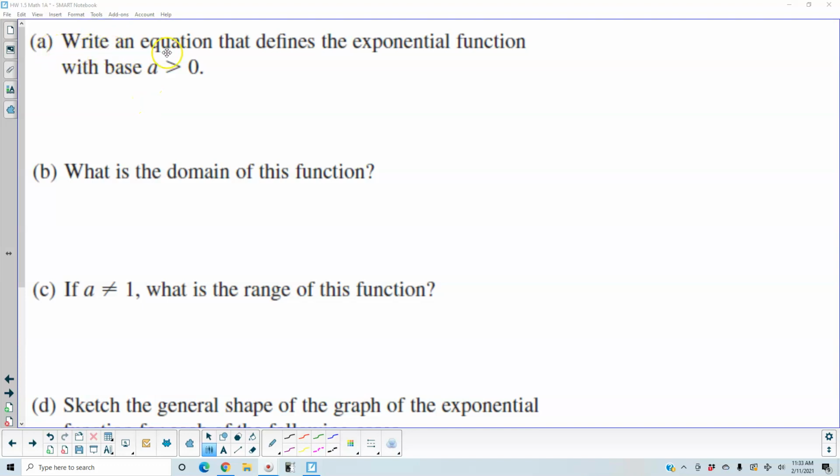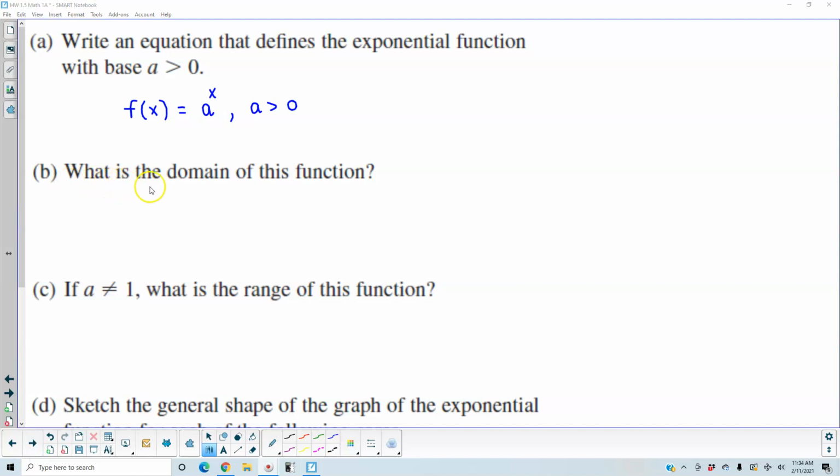Okay, in part A, we want to write an equation that defines the exponential function with a base a being greater than 0. So that means we would write an exponential function, f of x, which is going to equal a base of a, so that means it would have an exponent of x, where the value of the base a is greater than 0.